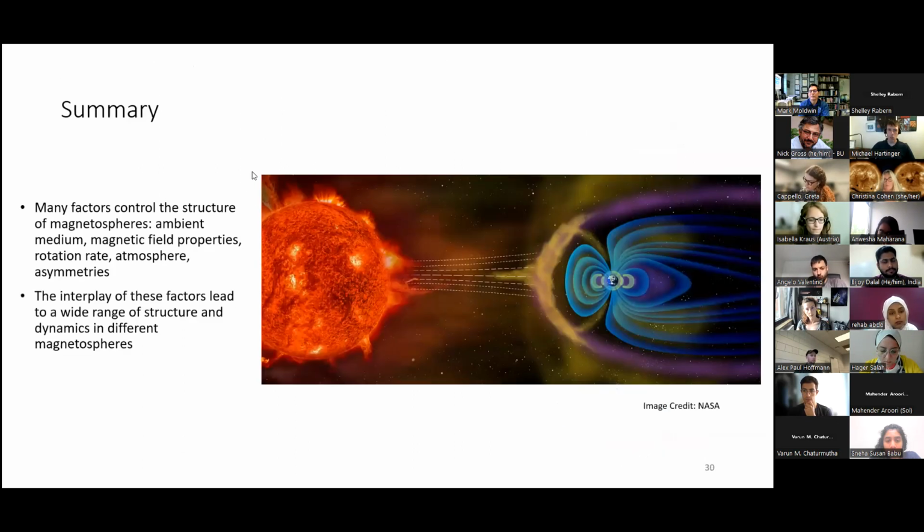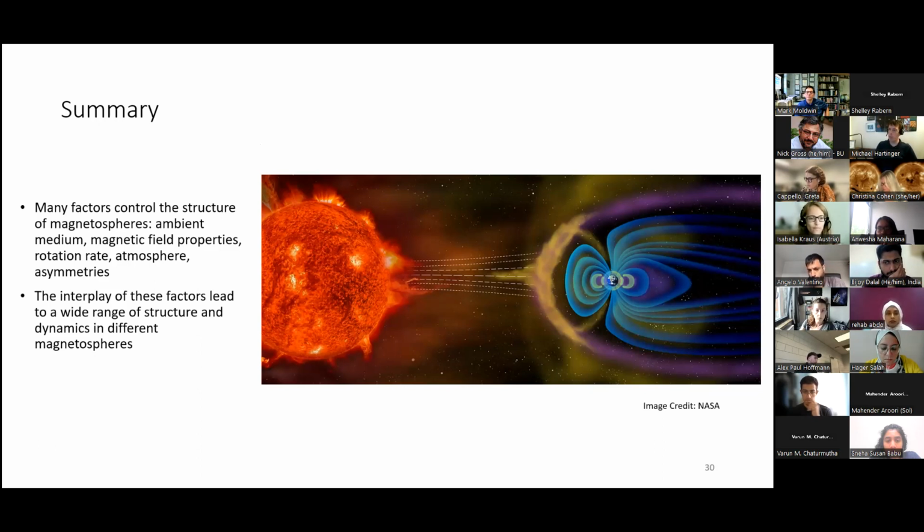And that's basically it. This was a whirlwind tour of the different factors that control the structure of magnetospheres. There's the ambient medium, the solar wind, or if you're in a magnetosphere like one of the moons of Jupiter, Jupiter's magnetosphere. There's the magnetic field properties.